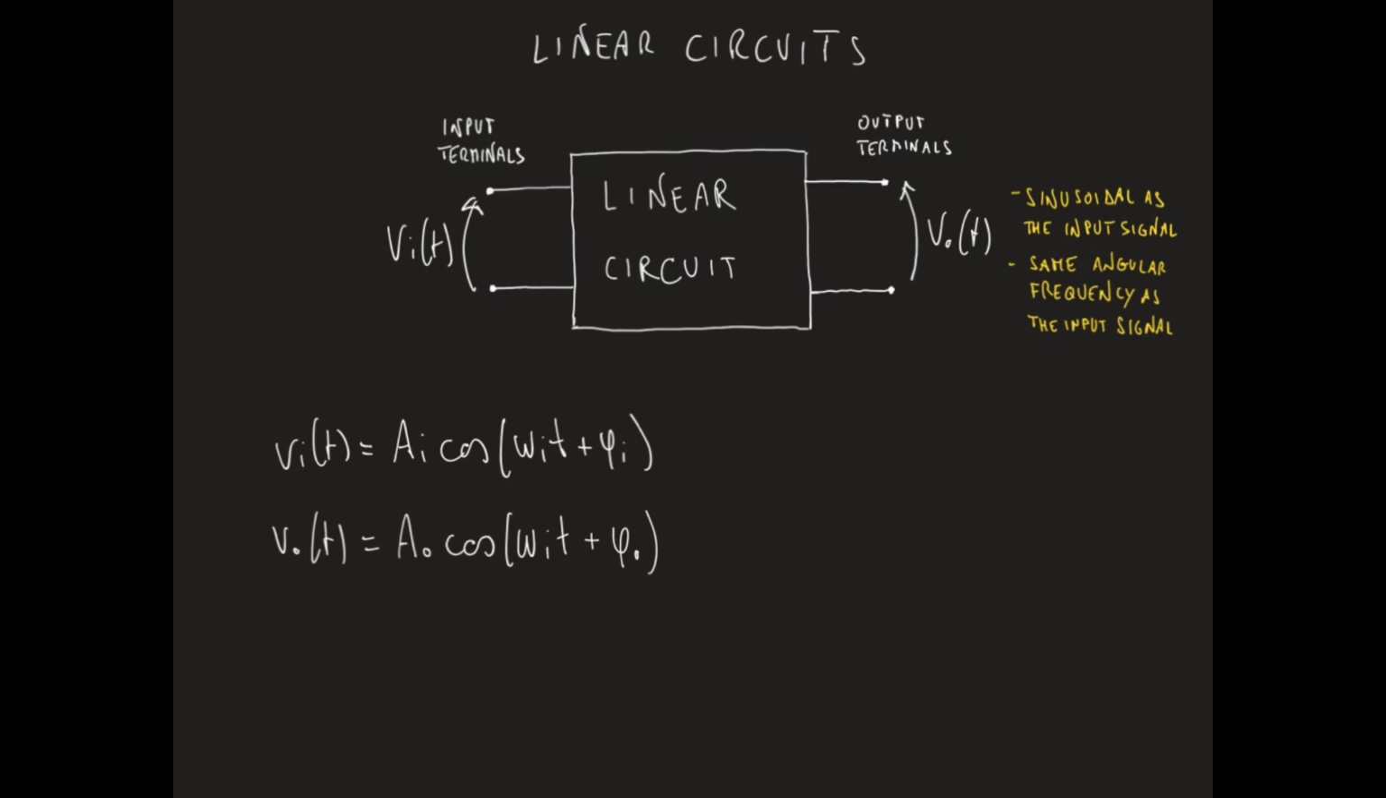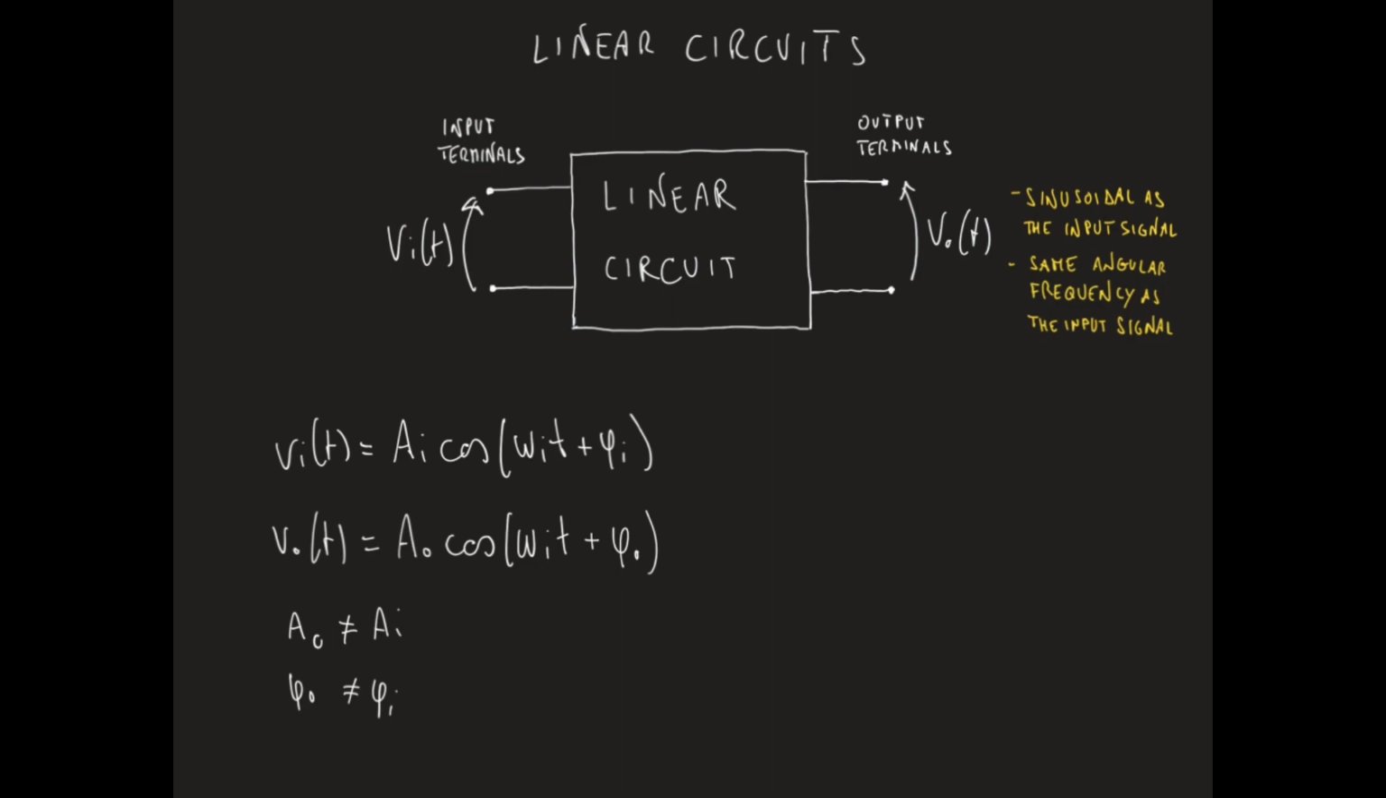If we had the possibility to probe the current and voltage signals inside the box, the linear circuit, we would find out that all of them have the same sinusoidal shape and the same angular frequency as the input signal. On the other hand, A sub O and phi sub O, the amplitude and the phase of the output signal, will be in general different from the input amplitude and from the input phase.